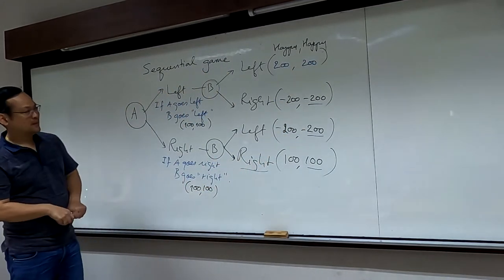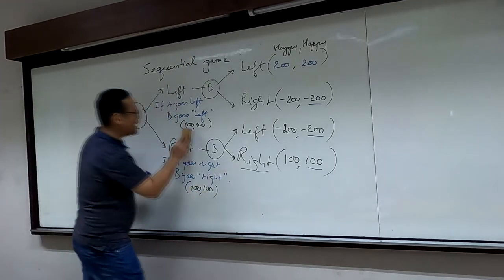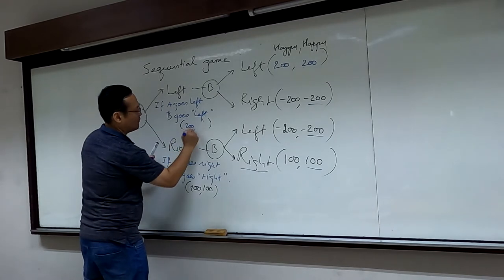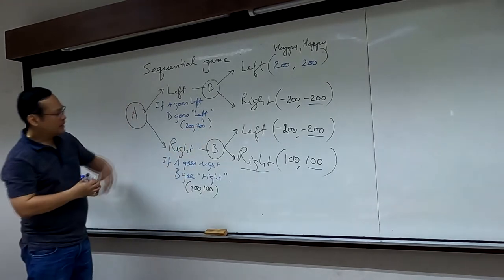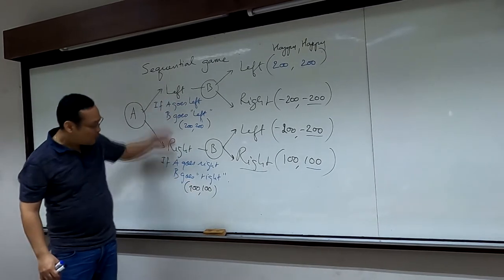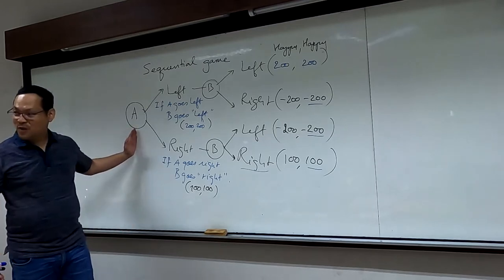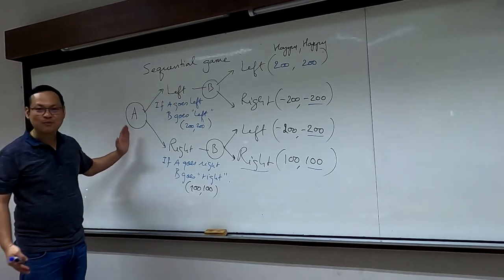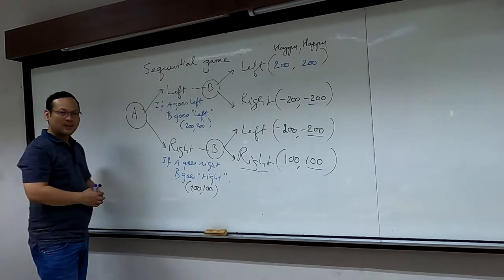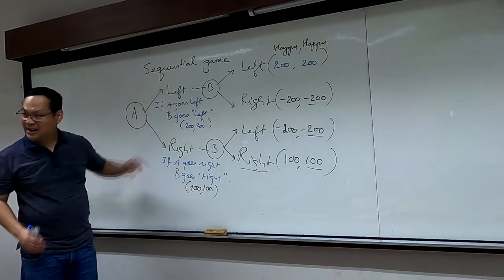What would happen? If A goes to the left, B goes to the left, and both of them get 200. And here, if A goes to the right and B goes to the right, both of them get 100. Which one is better for A? A will be the one who chooses the move because A moves first. Then A chooses the move. What do you think? A will choose left or A will choose right?